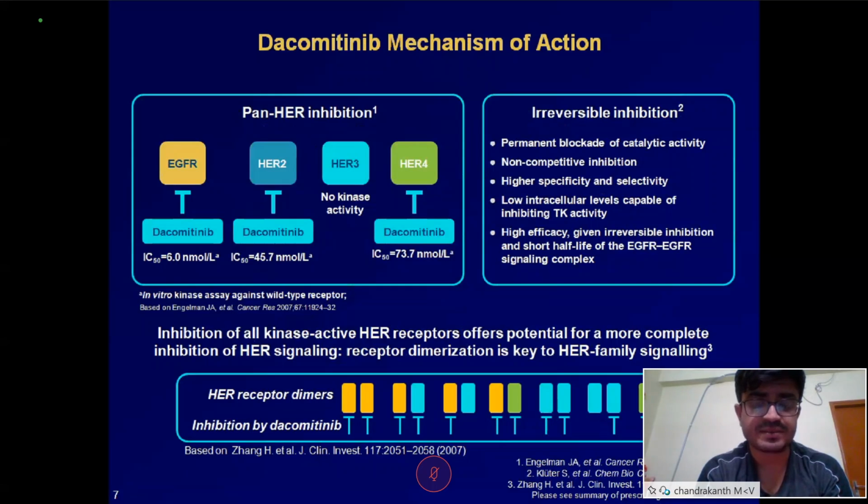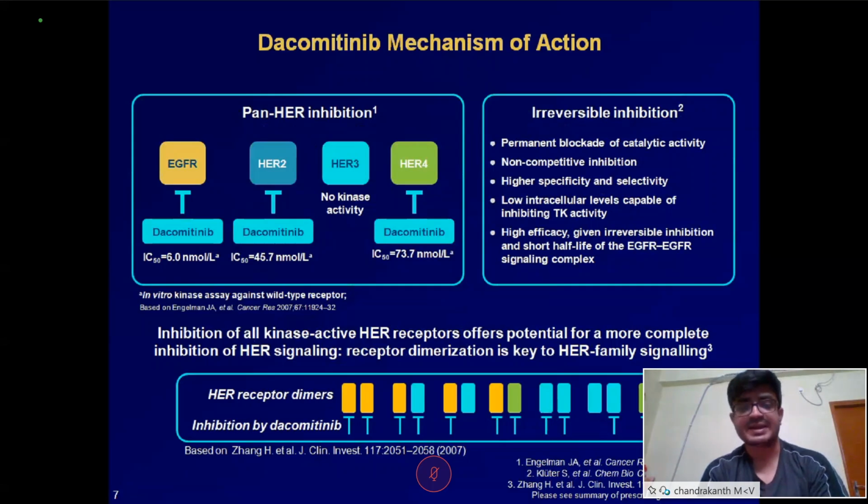So dacomitinib and afatinib are basically second generation TKIs, which are irreversible pan ERBB inhibitors. They have a better efficacy if you look into the preclinical data also. They have a better affinity because of irreversible blockade, profound blockade, and they also have activity on wild type EGFR. Hence, they also have a greater toxicity.